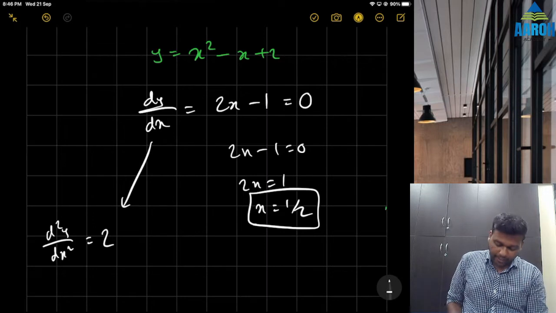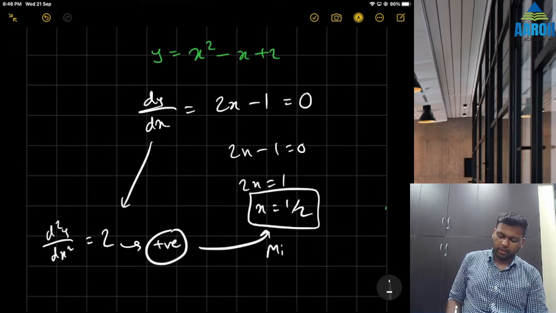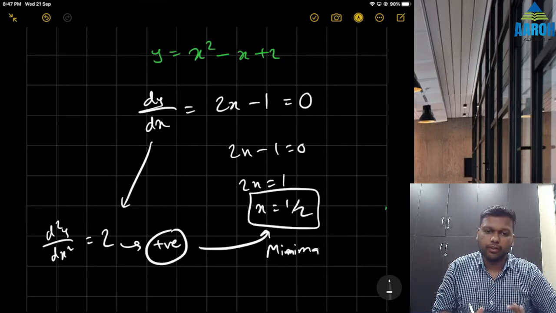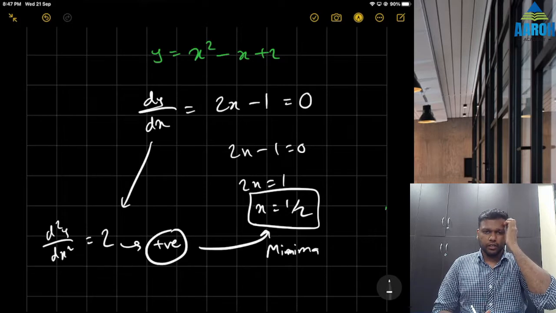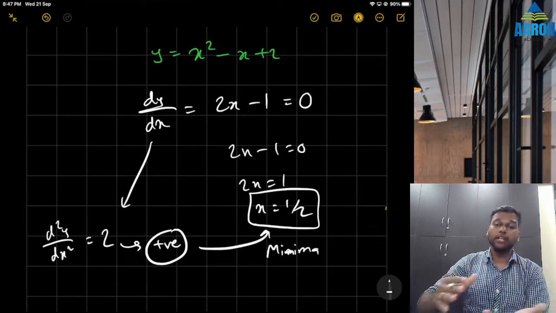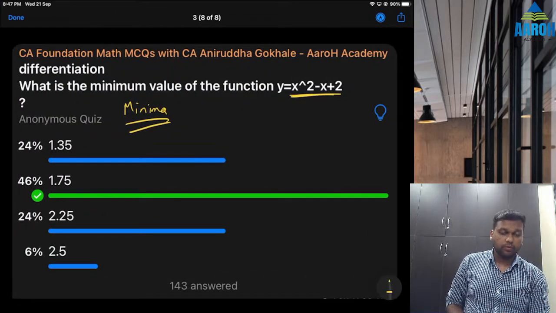If the second derivative is positive, that means this is the minimum value, minima. If the second derivative is negative, then that is the maximum value. Fine. If you don't know this concept at all, then you should first go to the lecture and watch it, because that will help you.